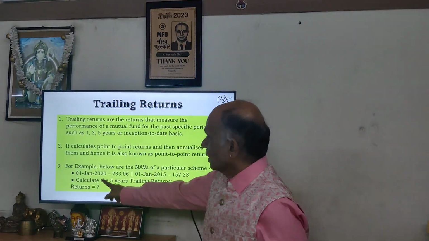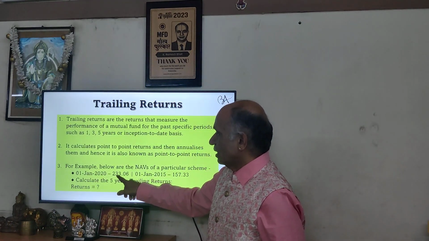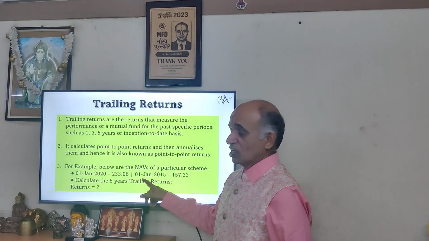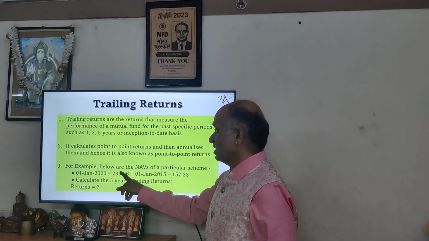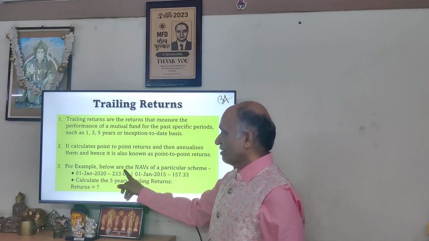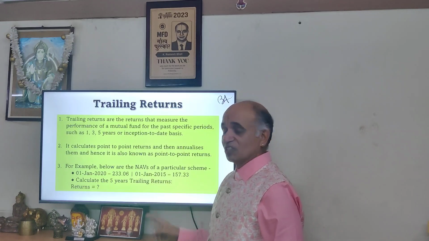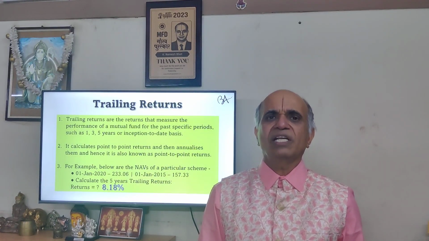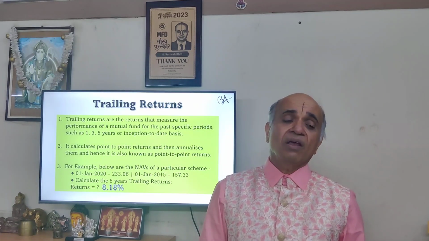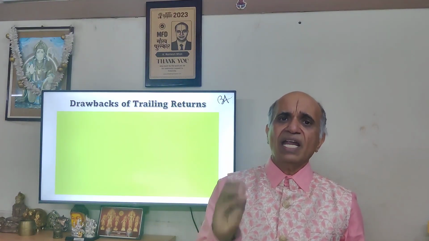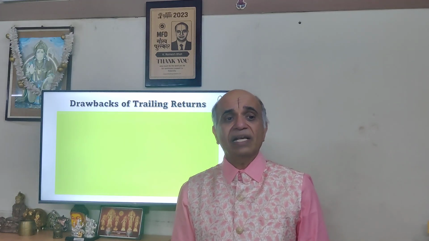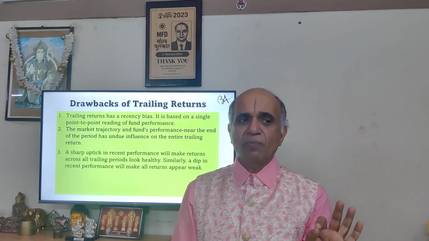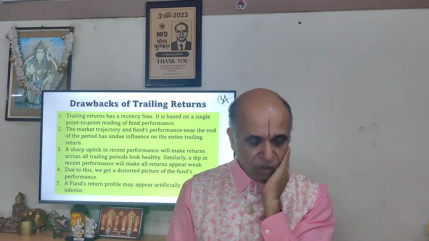See an example: on January 1st 2020, the NAV of a fund is 233 rupees. The same fund was invested in on 1st January 2015. Within 5 years, the fund NAV grew from 157 to 233. Then the 5 year trailing return, if you ask me, is calculated like this. It is actually 8.18%. But we should never ever guide our clients based on trailing returns. We should always give the client the rolling return, which is the important one.